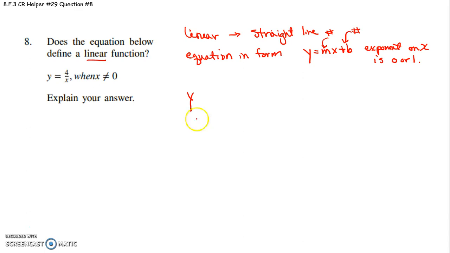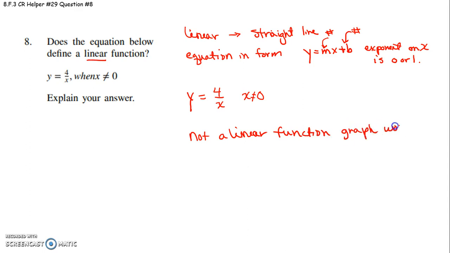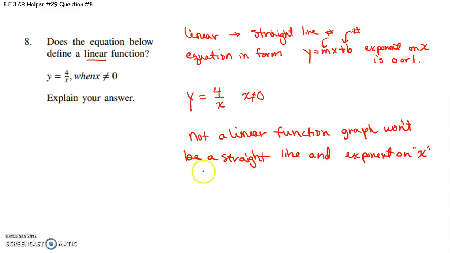All right. So if we have y equals 4 over x when x does not equal 0, they're telling us x is not 0 because it would be undefined if you divide by 0. This is not a linear function. Graph won't be a straight line. And the exponent on x is not 0 or 1.